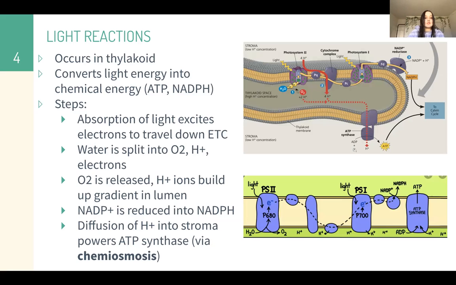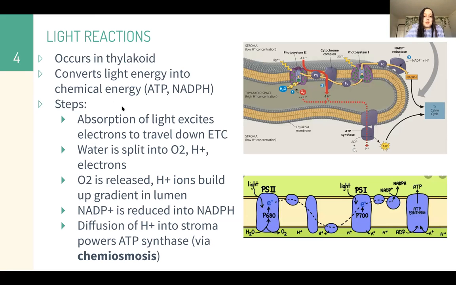Okay, so as I mentioned earlier, the first part of photosynthesis is the light-dependent reaction. So the light-dependent reaction occurs in the thylakoid, and it converts light energy to chemical energy, which is in the form of ATP and NADPH. And so the steps of the light-dependent reaction.